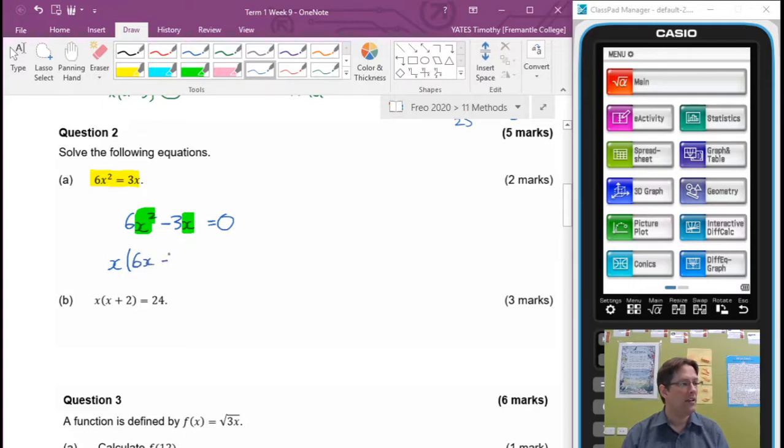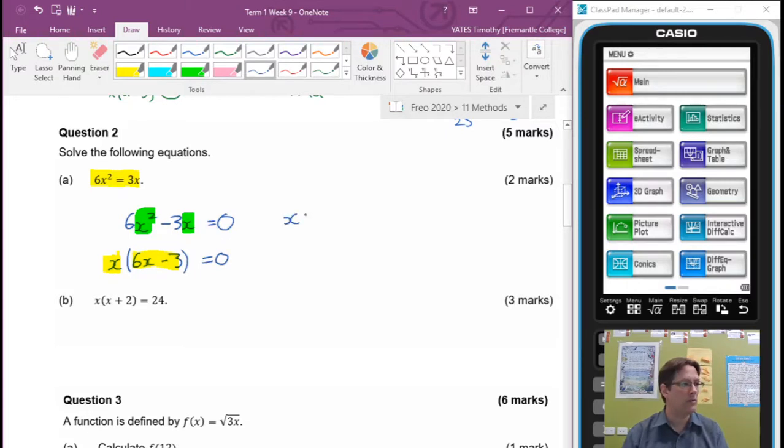It will just be 6x take 3. Now, what are my answers to this to equal 0? So either this term on the left would be equal to 0, or this one in there would be equal to 0. When's the one on the left equal to 0? Well, when x is equal to 0.